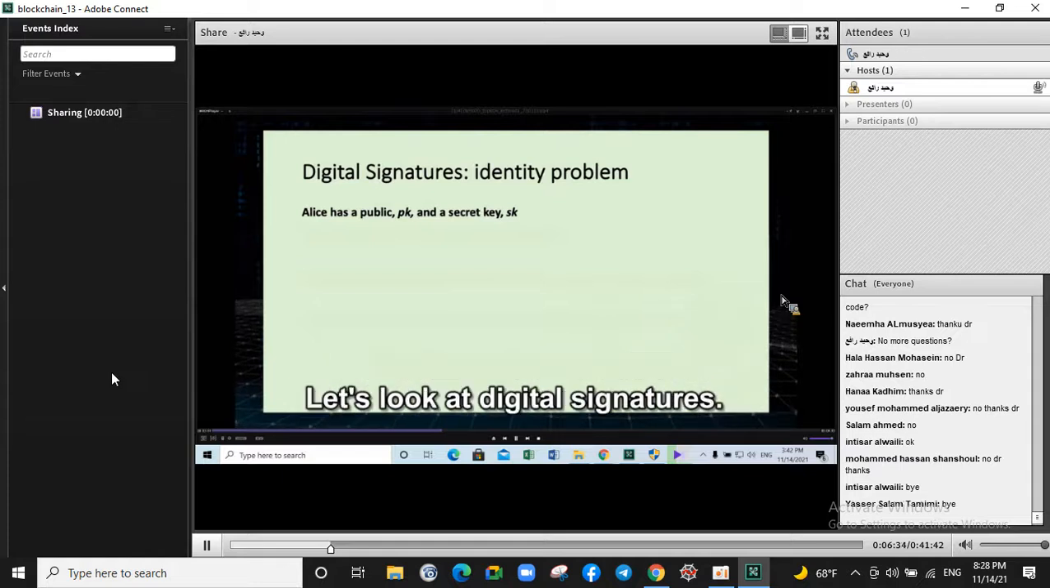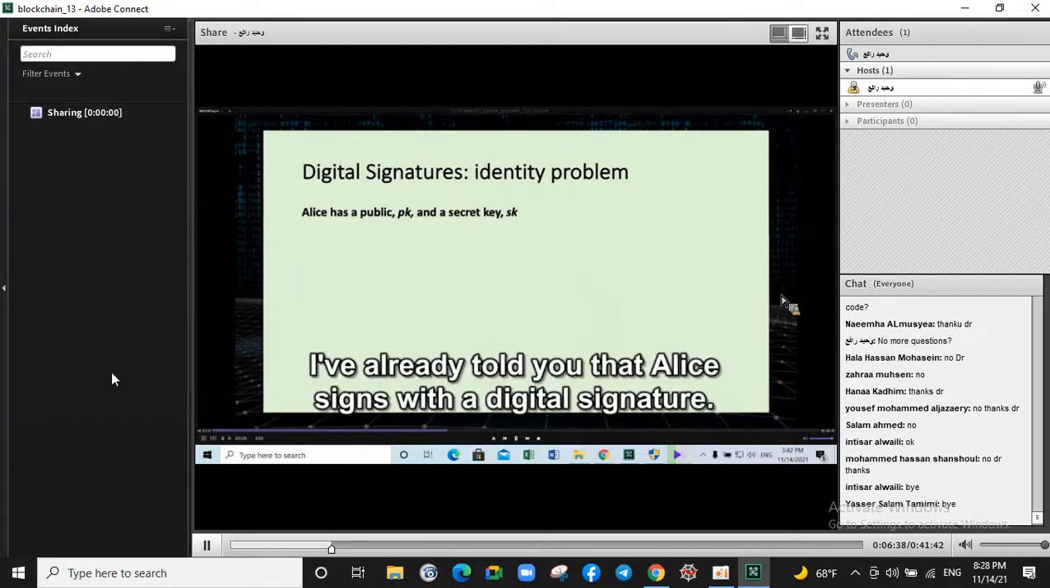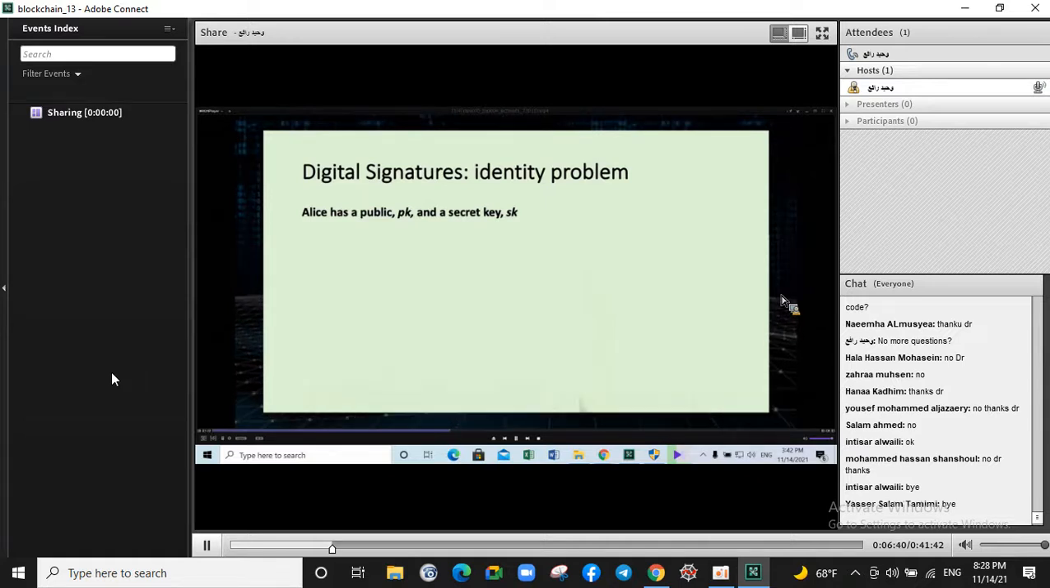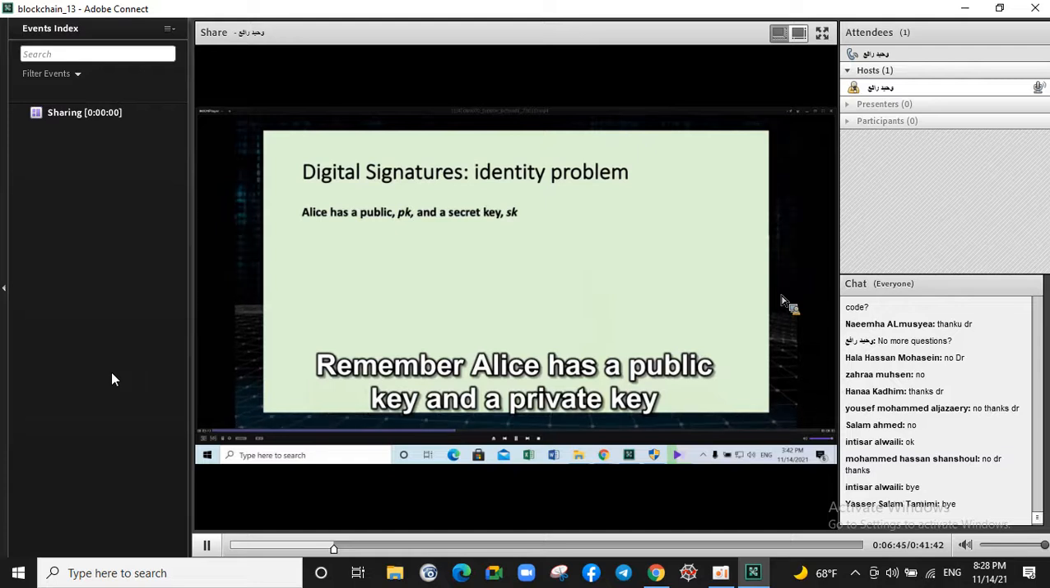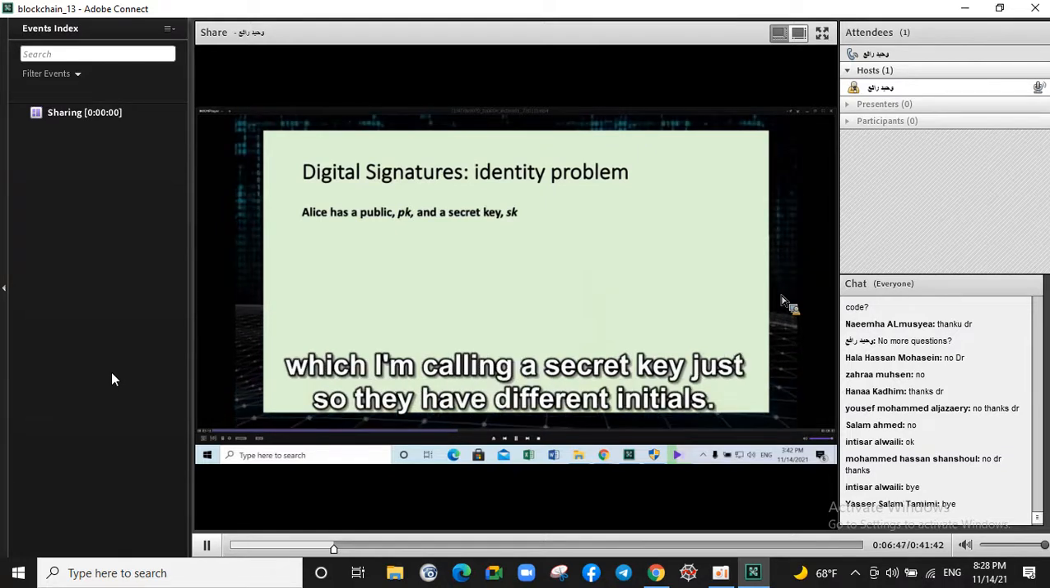Okay, so let's look at digital signatures. I said that she signs it. I've already told you that Alice signs with a digital signature. I'll say a little bit more about a digital signature. So remember, Alice has a public key and a private key, which I'm calling a secret key, just so they have different initials, right?